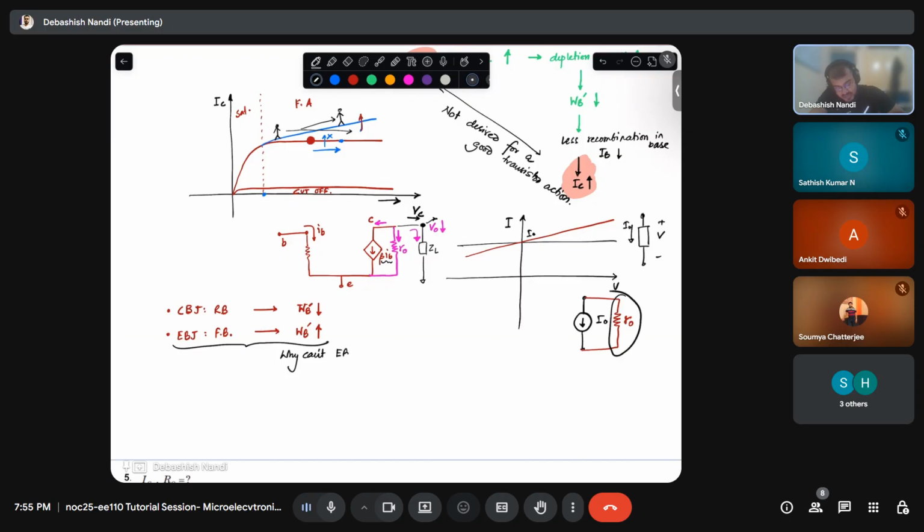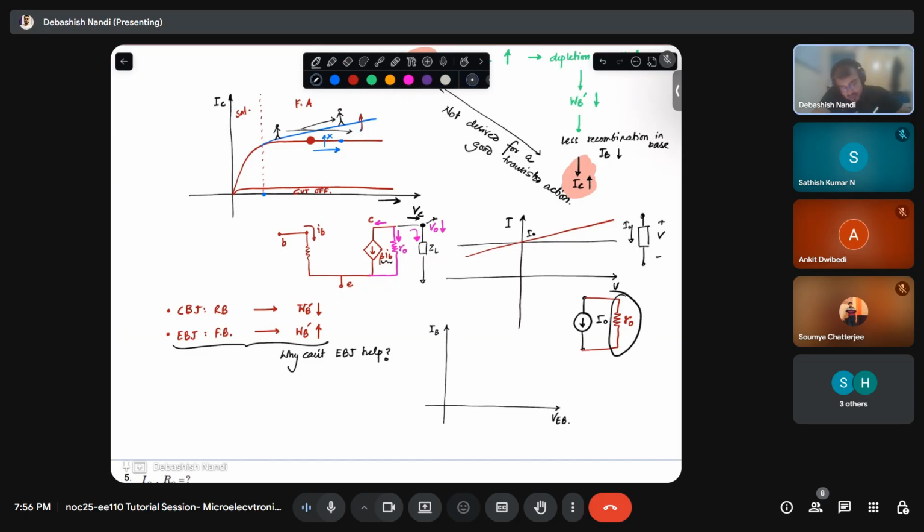Why can't EBJ help? Because sir, if we consider the EBJ as a PN junction diode, it is actually a PN junction diode. So we know the property of a PN junction: for a silicon diode, up to 0.7 volt, after that, even if we increase the voltage very much, the current rises exponentially. So the voltage does not go very much beyond 0.7 volt, because it almost becomes saturated.